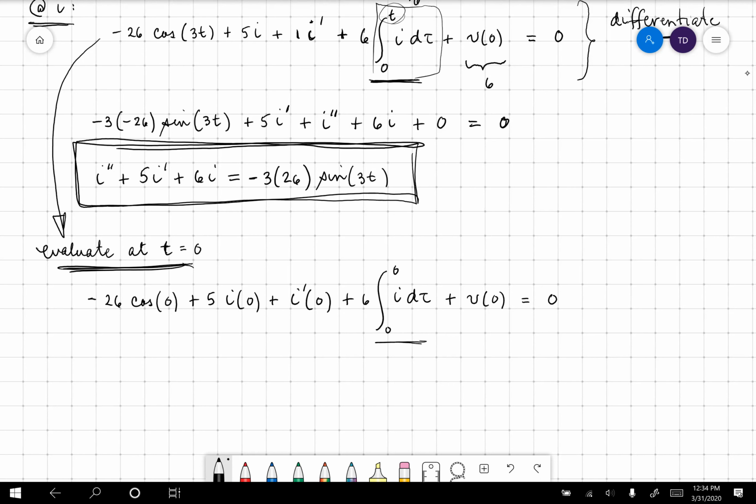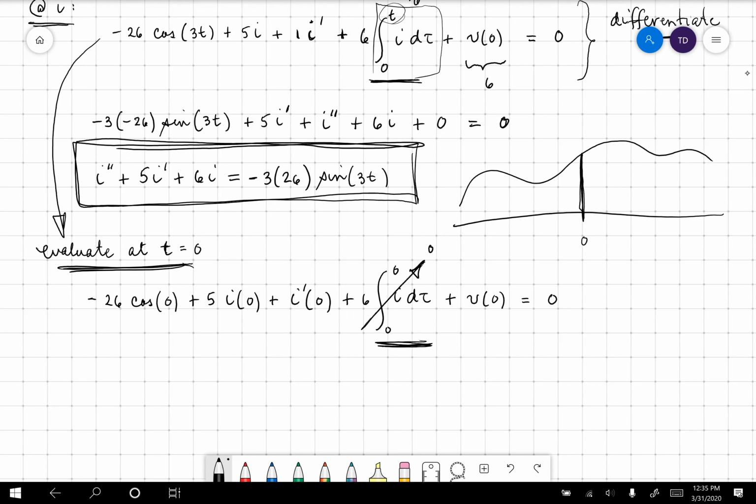Somebody look at this and tell me what the integral from 0 to 0 is. The integral of any function from 0 to 0. Just remember what an integral is. Here's a function. It's the area under the curve. But here's 0, and I want the area under the curve from 0 to 0. What's that area equal to? 0. Beautiful.